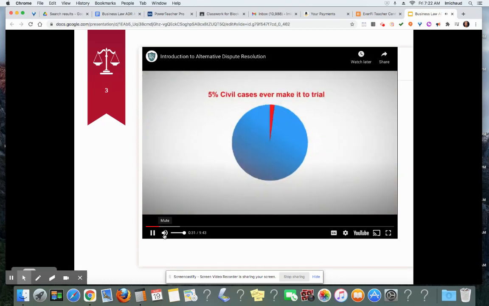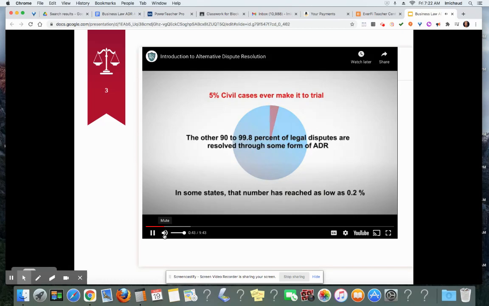In reality, about 5% of civil cases ever make it to trial. In some states, that number has reached as low as 0.2%. The same is true of criminal cases, with only 10% reaching trial. The other 90 to 99.8% of legal disputes are resolved through some form of ADR.